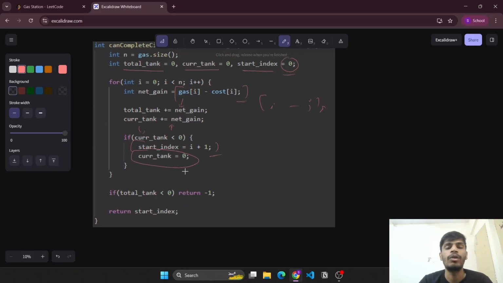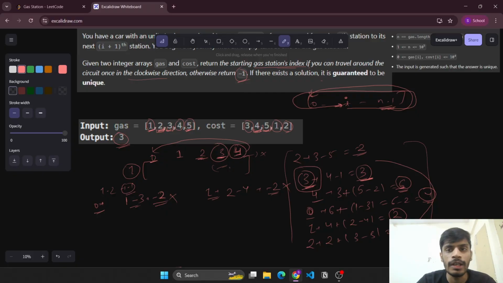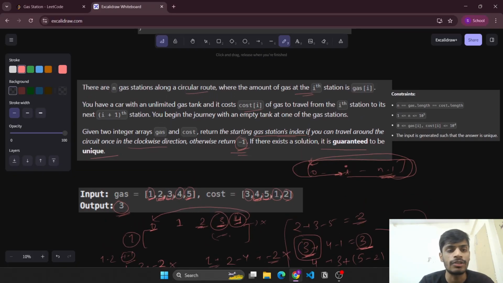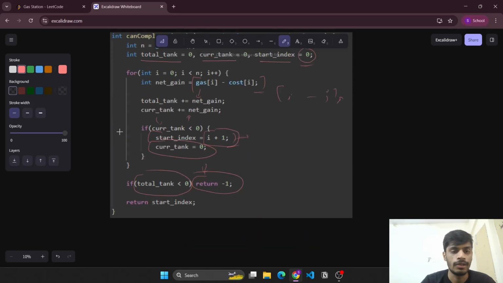And if the overall total tank is less than 0, then whatever value start index is storing will not be feasible, because it will not be possible. So we'll simply return minus 1. And if it is not, then we know that if there exists a solution, it is guaranteed to be unique. So if it is not minus 1, that means a solution exists, and that result is stored in this start index. So we will simply return the start index. This will be the big O of n approach for this problem.